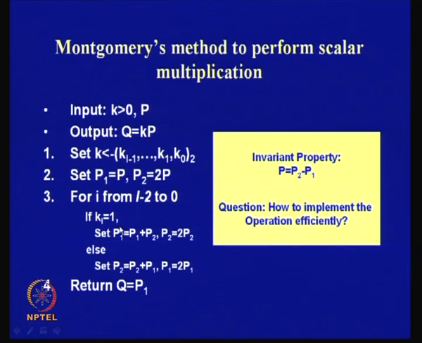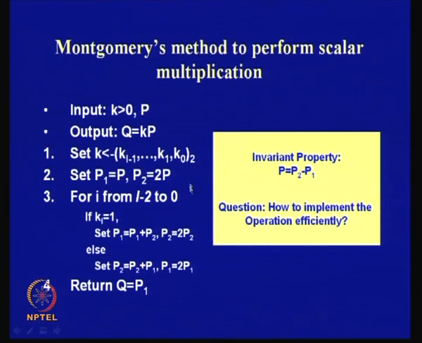But if this k_i is 0, then you are actually adding in the p2 register, while you are doubling in the p1 register. So, you see that whether k_i is 1 or whether k_i is 0, p2 minus p1 is always invariant. Here, p2 minus p1 is 2p2 minus p1 plus p2, which is what? Which is p2 minus p1.